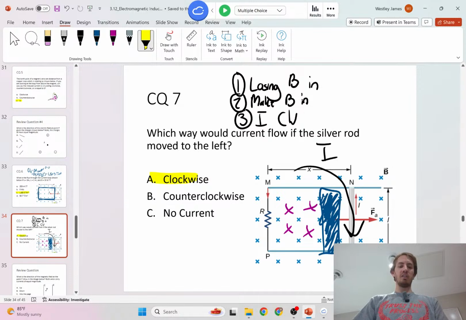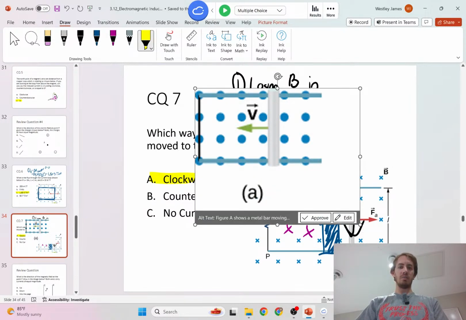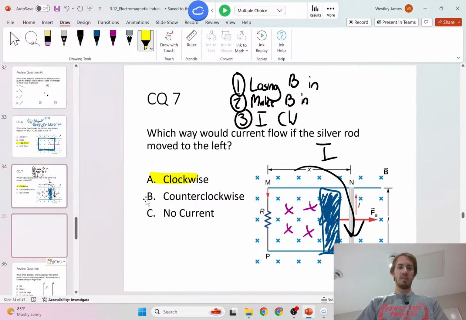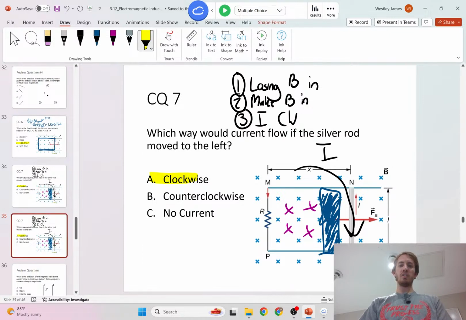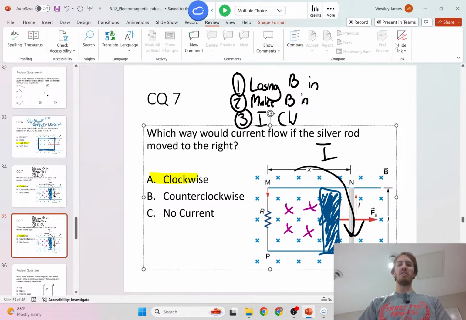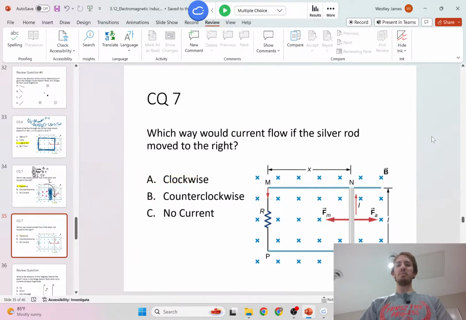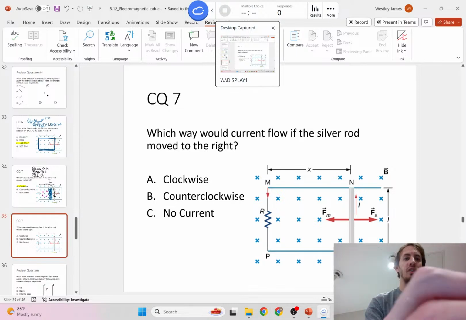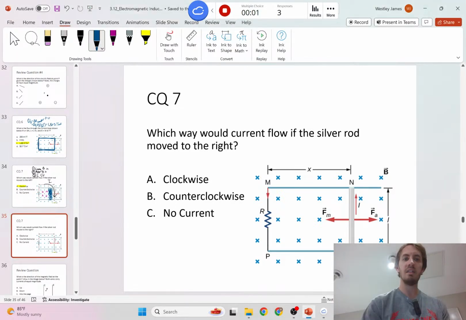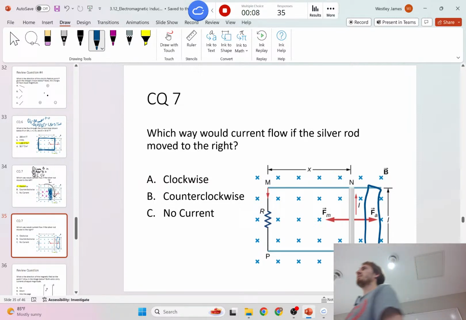Now, just to make me feel a little vindicated. Which way would current flow if the silver rod moved to the right? And I will do the magic of just deleting all the ink on here. Boom! So now it is the thing I originally said. Which way would current flow if the rod instead was over here? It moved to the right. Did I gain field? Did I lose field? Counteract the change. Sound like a broken record.